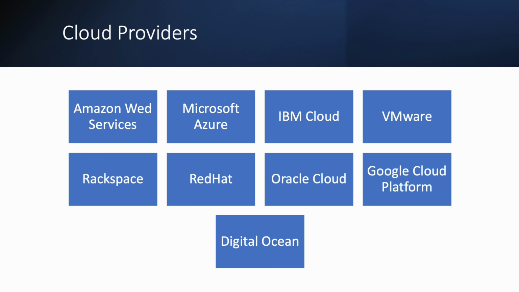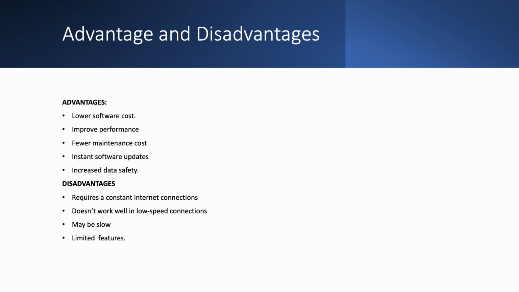Here are some of the cloud providers like Amazon Web Services, Microsoft Azure, IBM Cloud, VMware, Rackspace, Red Hat, Oracle Cloud, Google Cloud Platform, and DigitalOcean. Here come some of the advantages and disadvantages of cloud computing. Some of the advantages include lower software costs, improved performance, fewer maintenance costs, instant software updates, and increased data safety. Some of the disadvantages are that it requires a constant internet connection, doesn't work well in low speed connections, may be slow at times, and has limited features.